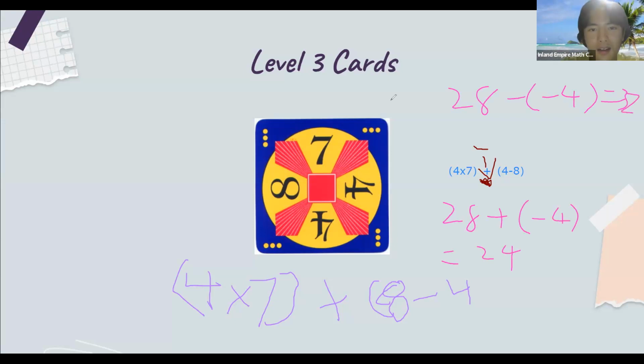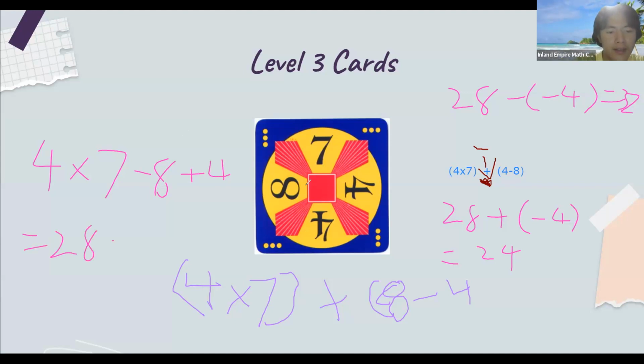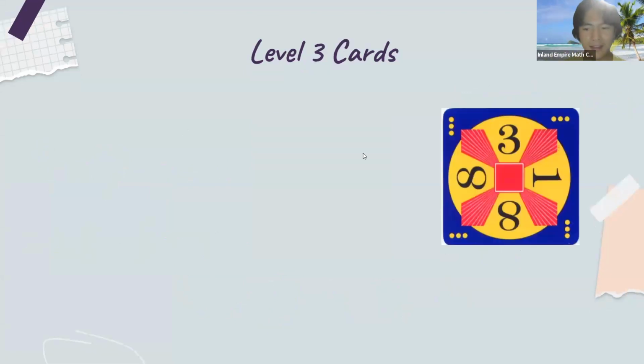But the right answer is 4 times 7 minus 8 plus 4. That is the correct answer. And if you evaluate it, you see it's 28 minus 8 plus 4, which is 24. Good job. All right, let's see the final level 3 puzzle, and then we'll move on to something new.